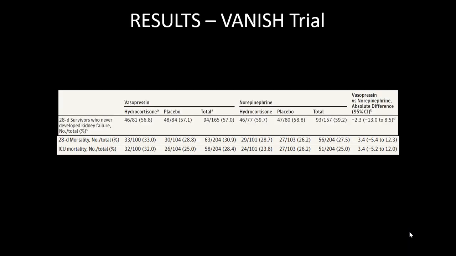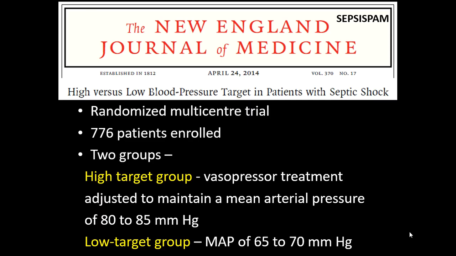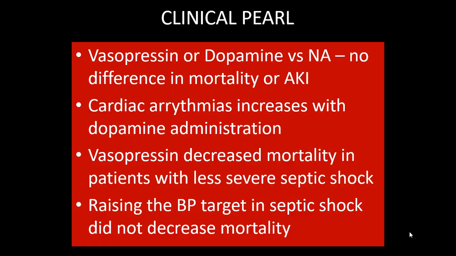In the VANISH trial, they looked at vasopressin and norepinephrine, and patients were given either hydrocortisone or placebo. What they found was there was no major difference in 28-day survival, overall incidence, or 28-day or ICU mortality. Again, it did not help whether you were giving vasopressin or norepinephrine; non-significant. This was the SEPSISPAM trial, where they looked at high-end blood pressure. We are not going into that detail. So vasopressin, dopamine and norepinephrine do not change any mortality or AKI.